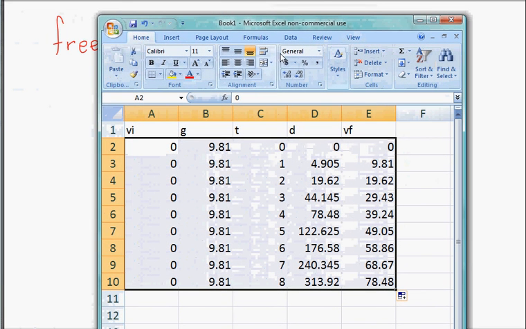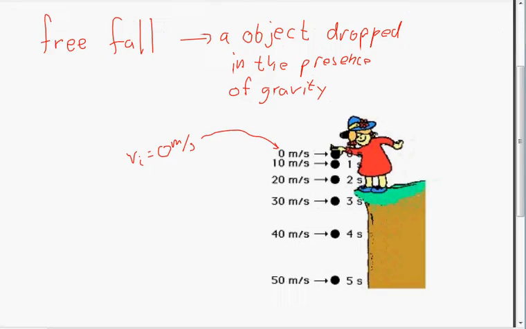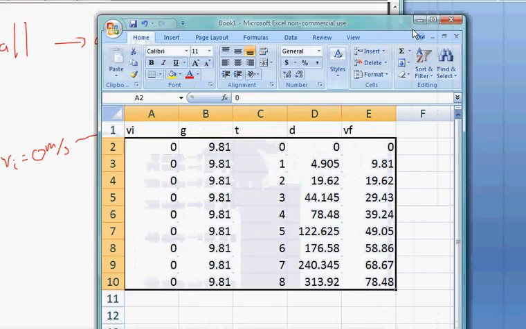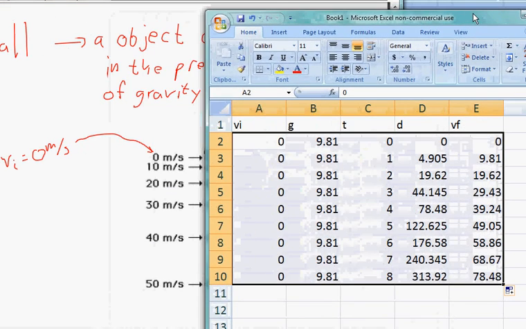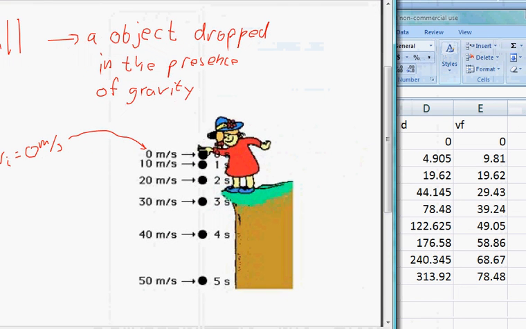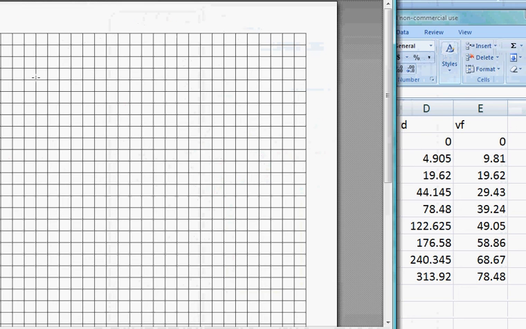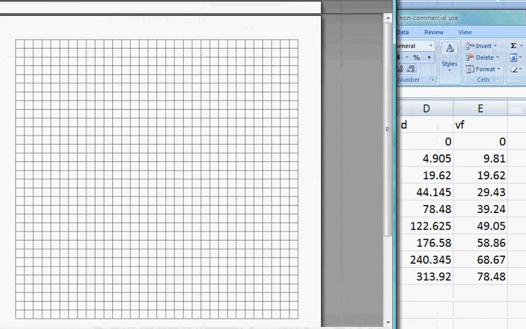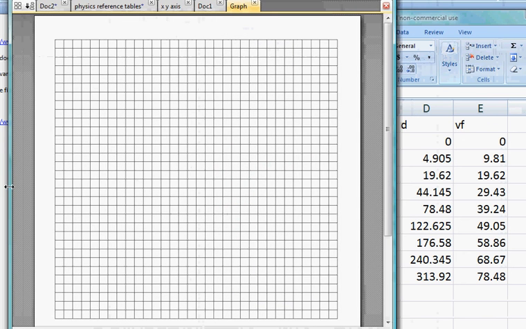Now let's actually graph this. Let's see if I can do this. I want to put this over here so I can see it, and bring my graph back up. So I've got my VFs and my Ds over here. And let's go to the graphing section. And maybe I can make this a little smaller, and I can bring it over. There we go. So let's make a D versus T graph.